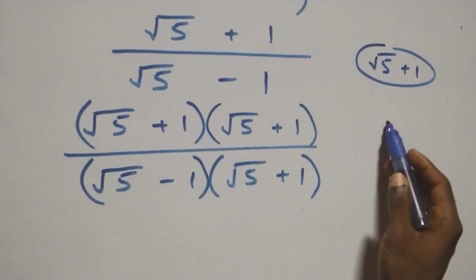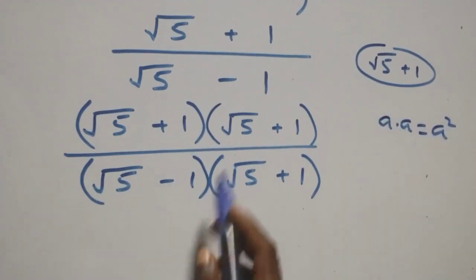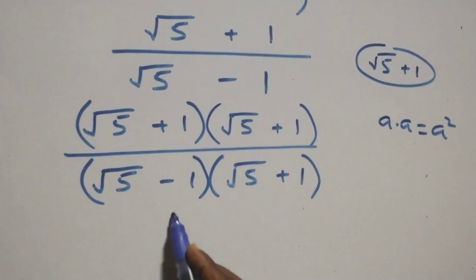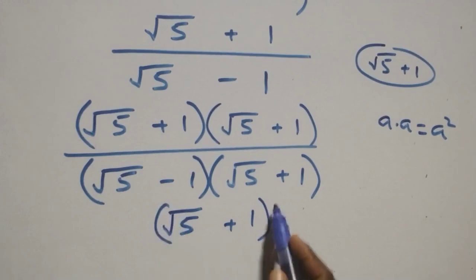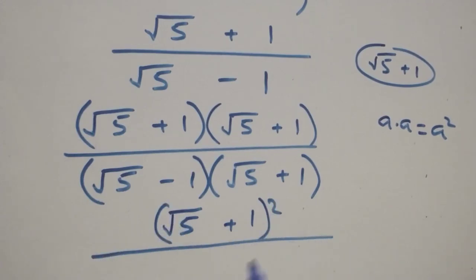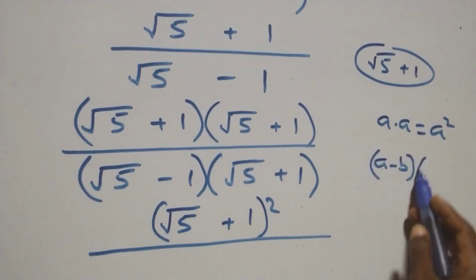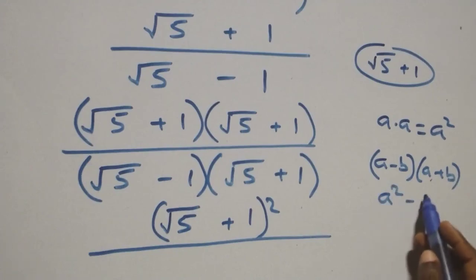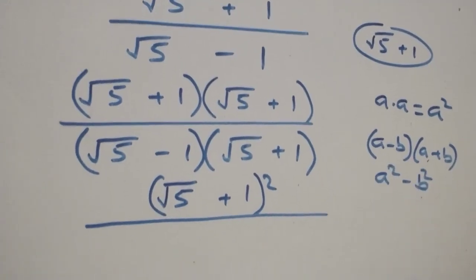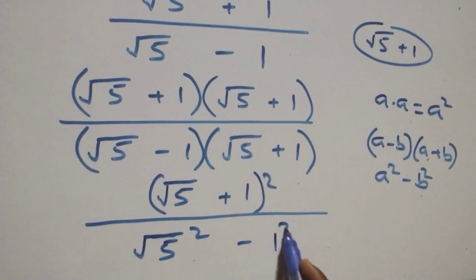this follows when we have a times a, same thing as a squared. And this same thing multiplying here. And write this as root 5 plus 1 all squared. Then over. This also follows when we have a minus b into brackets, a plus b, which can be expressed as a squared minus b squared. That is, here, a, that's root 5. We have root 5 squared minus 1b, that's 1 squared.